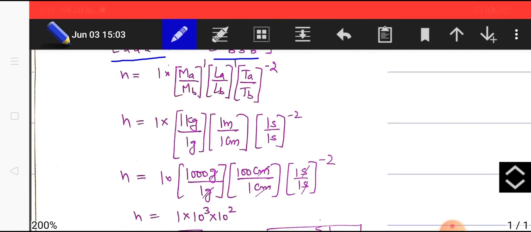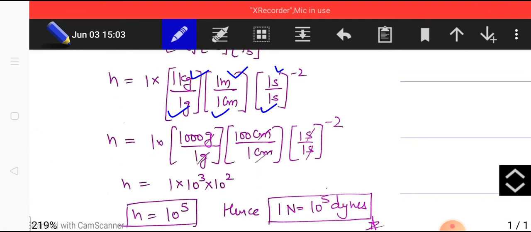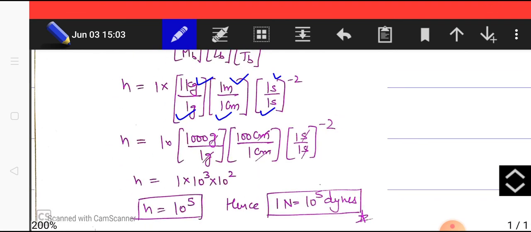Putting the values of Ma, La and Ta from respective systems, A is representing SI system, so mass is 1 kg, length is 1 meter, time is 1 second, while B is representing CGS system, so mass is 1 gram, length is 1 centimeter and time is 1 second. 1 second से 1 second cancel हो जाएगा, and writing kg in grams we can write 1000 gram. We are doing it so that कि ग्राम से ग्राम कैंसिल हो सके, इसलिए हमने kg को ग्राम में लिखा.